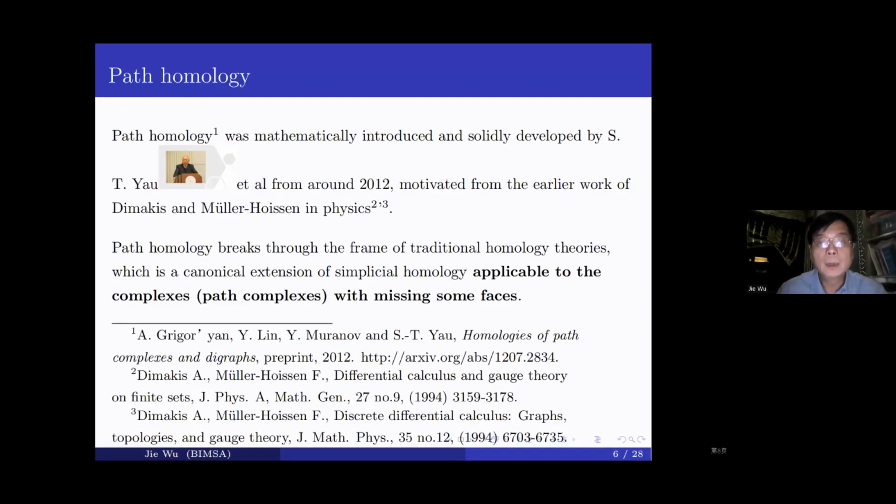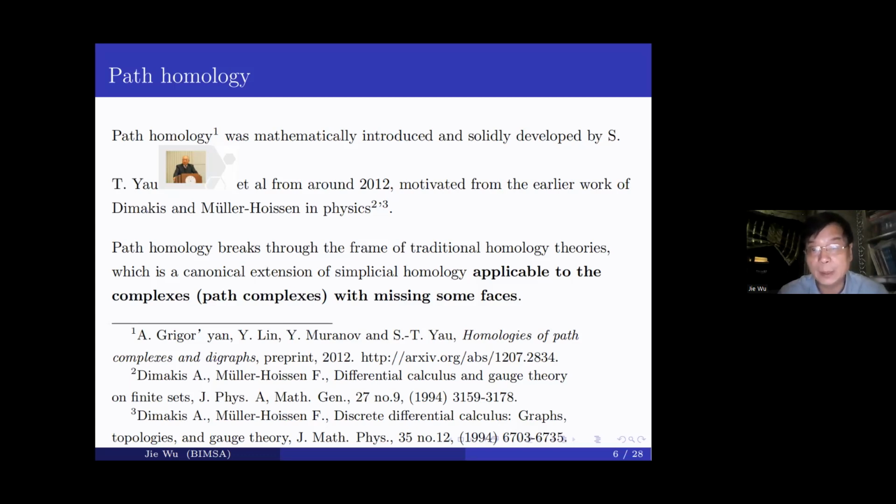So now, for path homology, as I said, mathematically, they actually break through some frames, or I should say, the frames of traditional algebraic topology. Okay, because if you look at simplicial homology, for making the boundary operator well defined, given a simplex, you need to take the alternating sum of its faces.